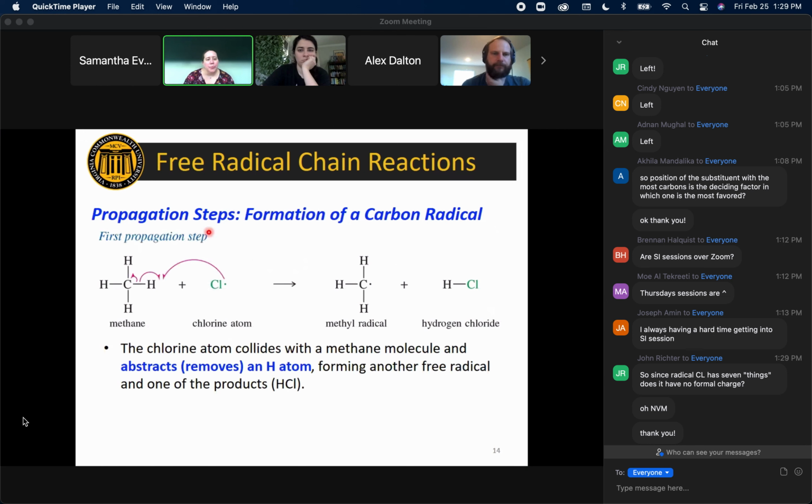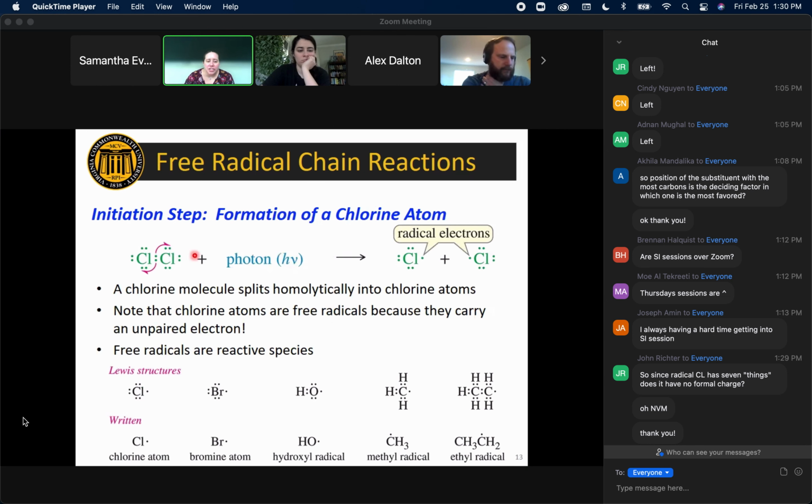Okay, so let's move on to the next step. We just did the initiation step where, again, we're going to take our molecular chlorine, or Cl2, and we're going to break that bond so that 1 electron goes with each chlorine atom. And you can see, again, we're using our little half arrowheads to demonstrate single electron movement.